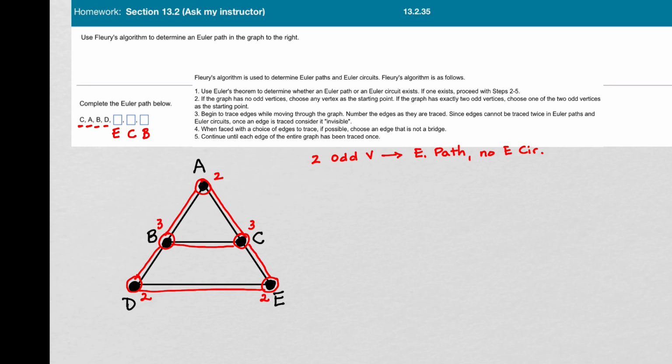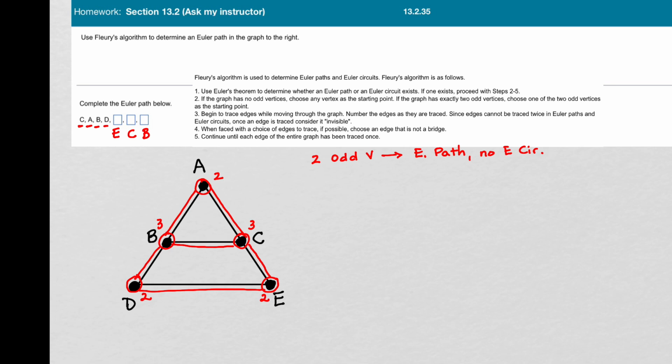So we can look at the steps for Fleury's algorithm, but for the most part, you're just following the path that you need to follow. Sometimes there's only one path, like in this case, but if I had choices, then we look at the steps and it says begin to trace edges while moving through the graph. We can number the edges as they are traced. I just kind of outlined them. Either one is fine. Since edges can't be traced twice, we just want to keep track of what's already been traced.